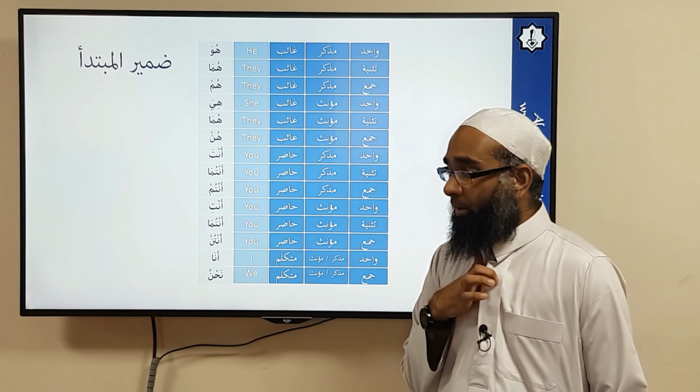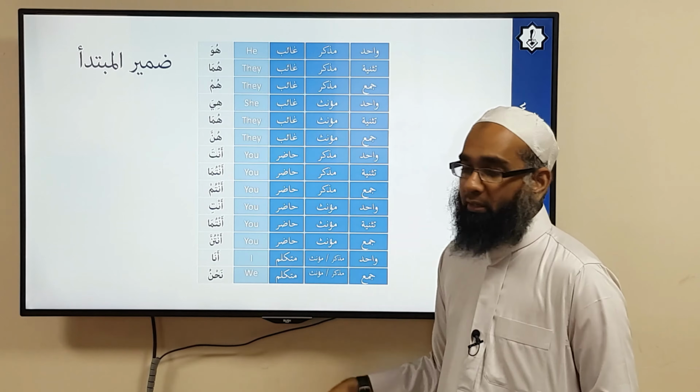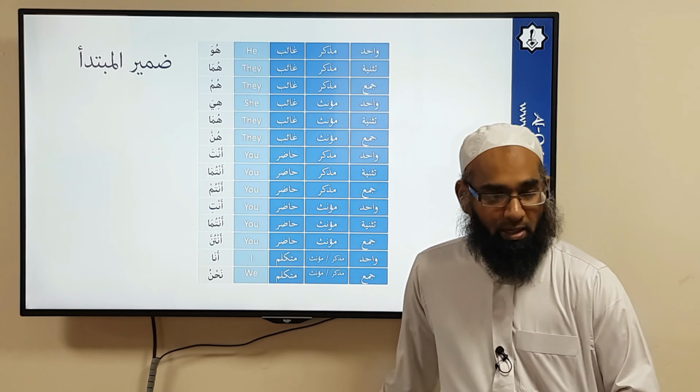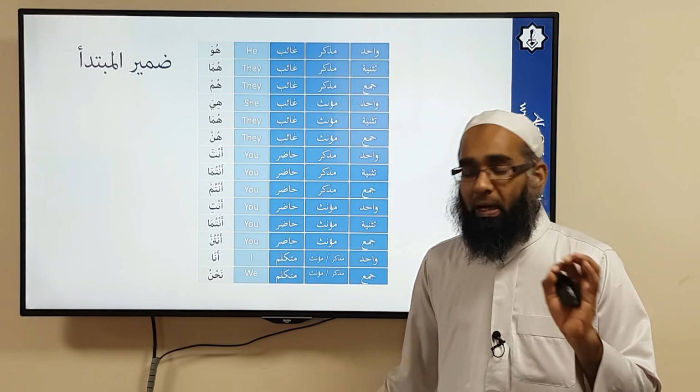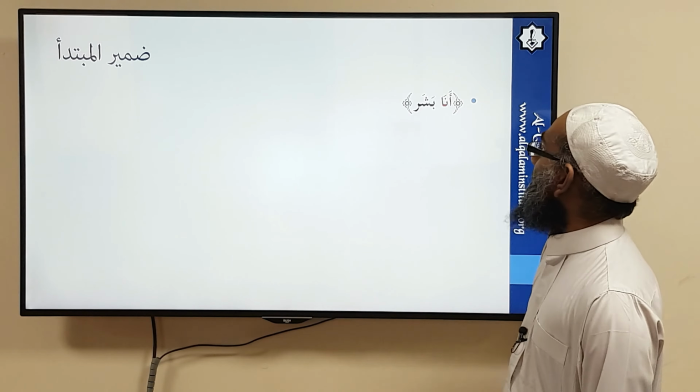There's a pronoun which you need to learn by heart. It's something that comes in very handy, you have to know them off by heart. Another tasrif to learn. Huwa, huma, hum, hiya, huma, hunna. And these are the mubtada pronouns. Let's look at, for example here.